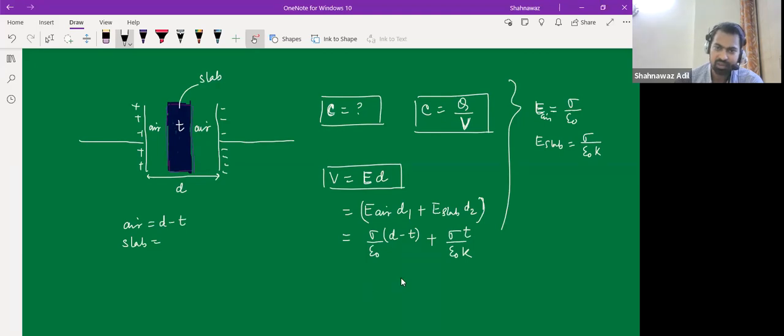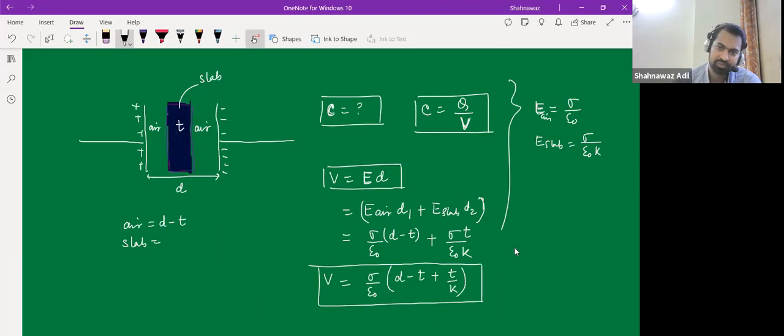Yes. Okay, so now we just simplify. Sigma by epsilon naught is common, and we have D minus T plus T by K. This is the voltage. Now we have calculated the voltage, so now we just plug in.